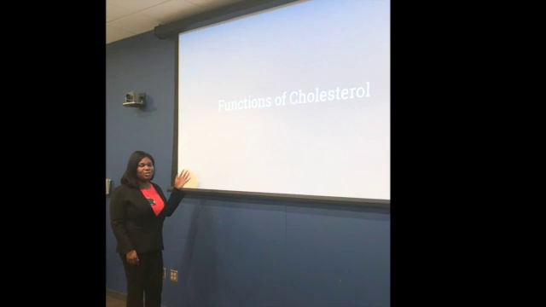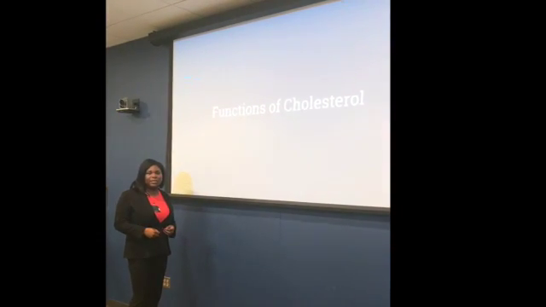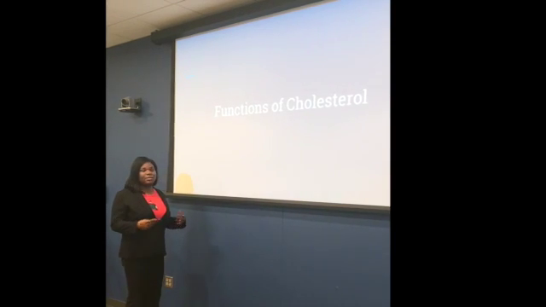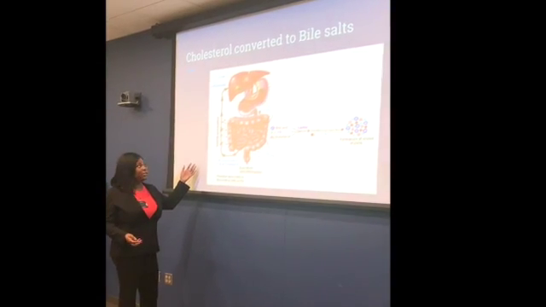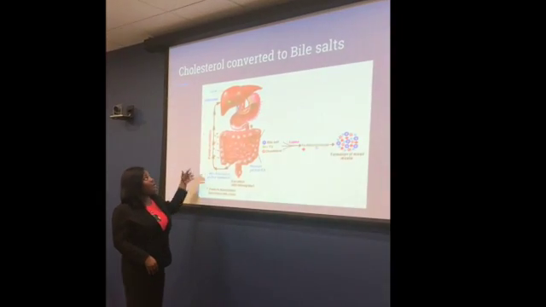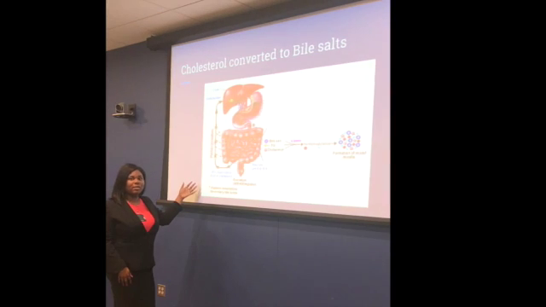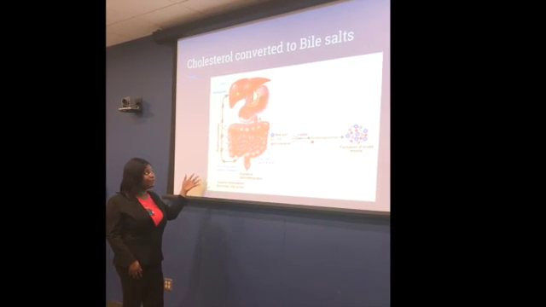Once cholesterol is transported throughout the body, there are 5 distinctive cellular processes and properties that it aids in the human body. For instance, like Tamara just mentioned, cholesterol is returned back to the liver, and here is where it is converted to bile salts. And bile salts are used to emulsify fatty acids.